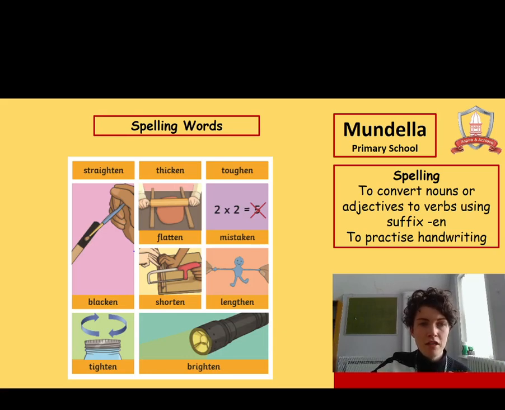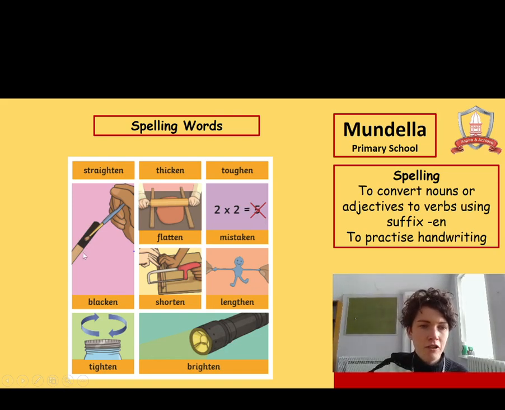Okay, so straighten, it means to make something straight. Thicken means to make something thicker. So if you're making a mixture a little bit thicker, you're making it a little bit more gloopy or thicker. It's the opposite of thinning something. Toughen means to make tougher. Flatten, as we can see here, the pastry is being flattened with a rolling pin. Mistaken, so someone's made an error there in their calculation. They're mistaken in their answer.